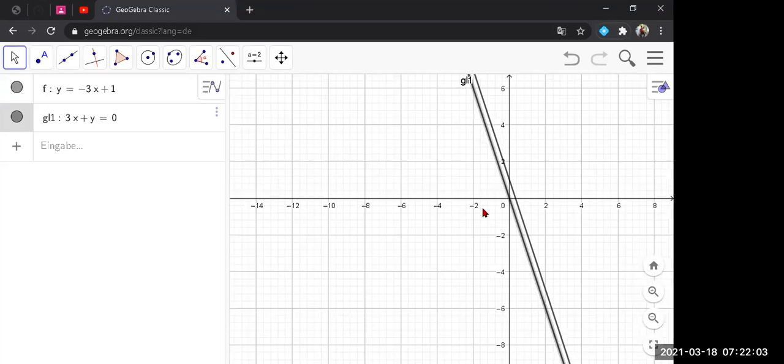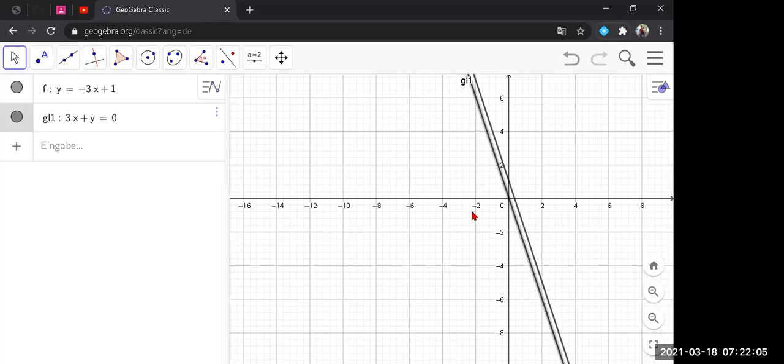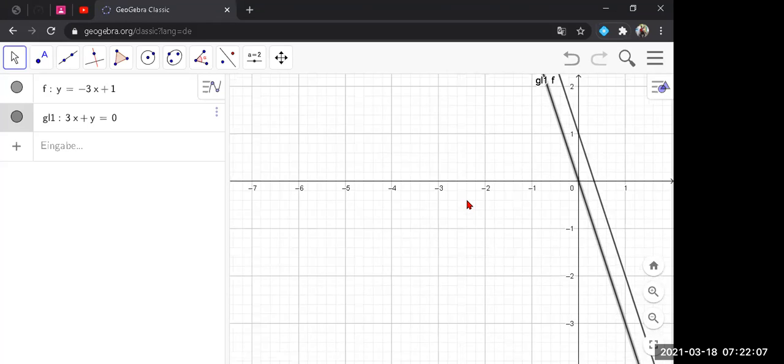That's why it's no solution. So they're never going to cross at any point. Sometimes, guys, when we get the same slope, it could be no solution or infinite solutions, because if they're the same equation, there will be infinite solutions. They're going to be touching at every point. This is basically the idea graphically, guys. Let's move on.